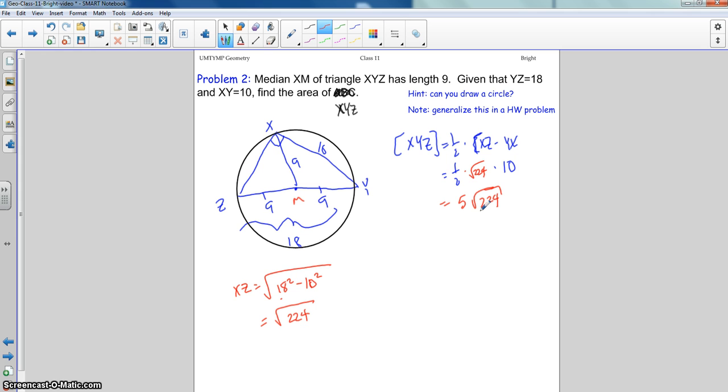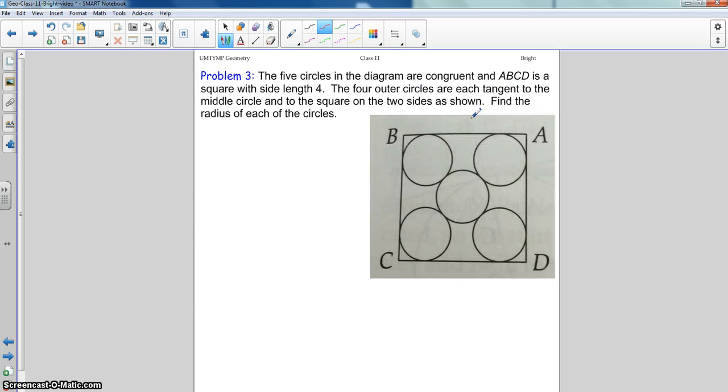Okay, so again, the idea with this is look at the information that you're given, draw a sketch, and then try and incorporate all the past information that we've done. Note, the other note that I have here is that in your homework there is a problem where you have to generalize this idea. Alright, problem 3.